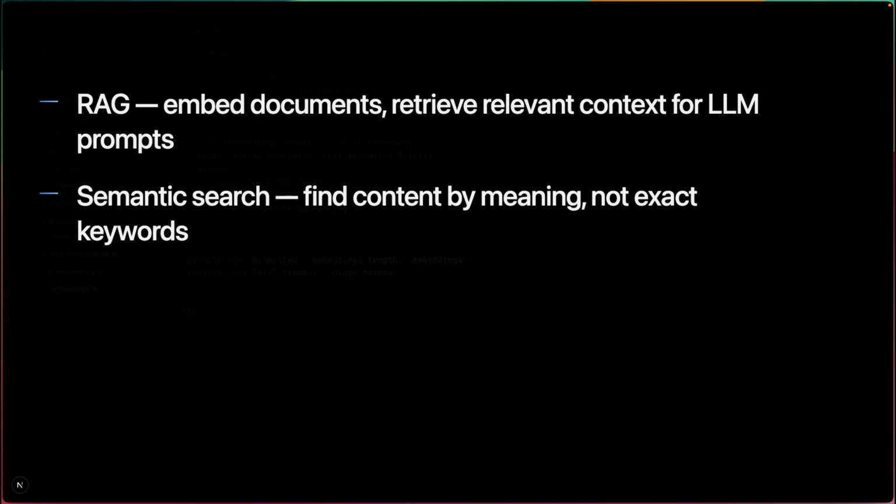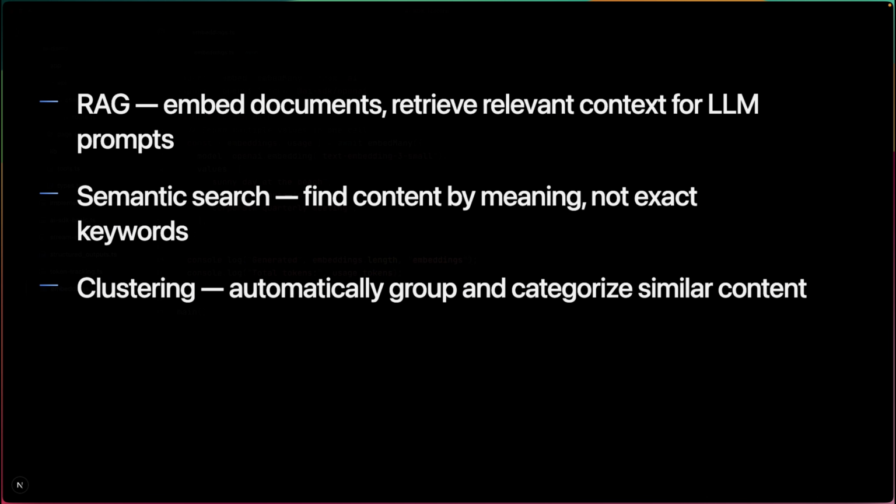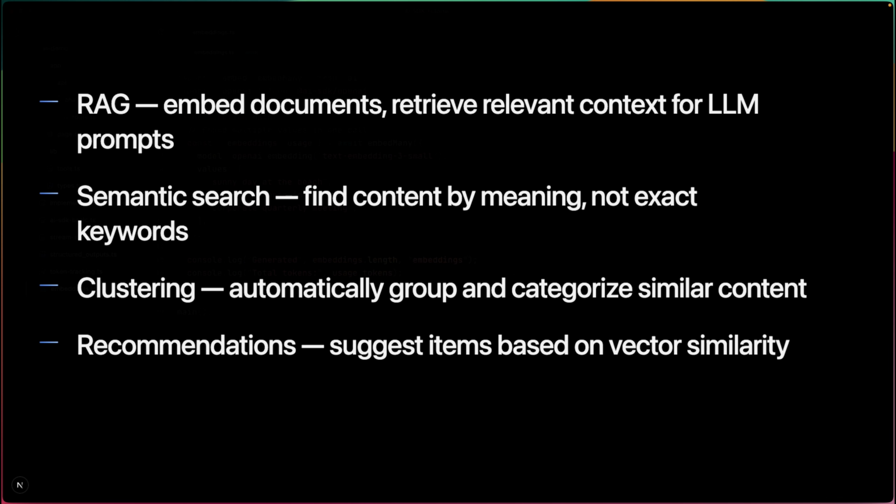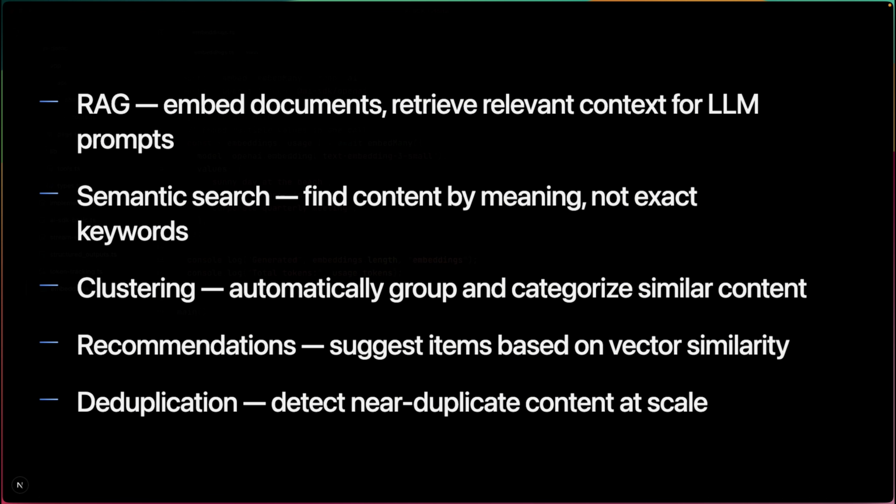So you're probably wondering when to use embeddings. Use it for RAG when you want to retrieve relevant documents for an LLM context. Use it for semantic search, where you want to find things by meaning and not keywords. Clustering, which is auto-grouping similar content. Building recommendation systems, which suggest items based on vector similarity. Or deduplication, which detects near-duplicate content at scale.